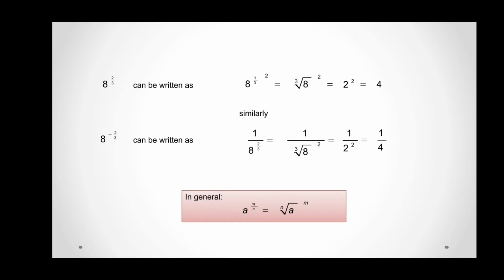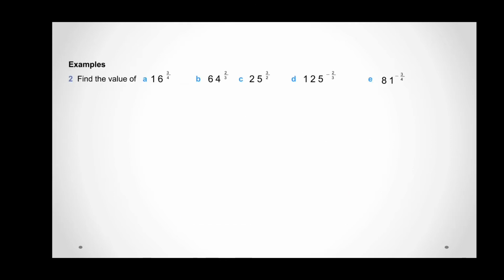So in general, a to the power m over n means first you have to take the nth root of a and take the power of m. Okay, find the value of 16 to the power of 3 over 4. That means the fourth root of 16, and after that you have to take the cube of that answer. So that means 2 cube, that is 8.